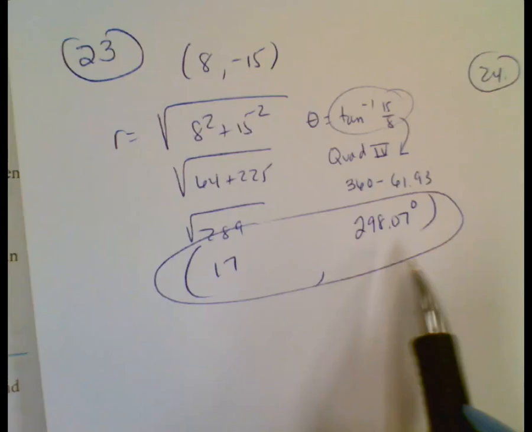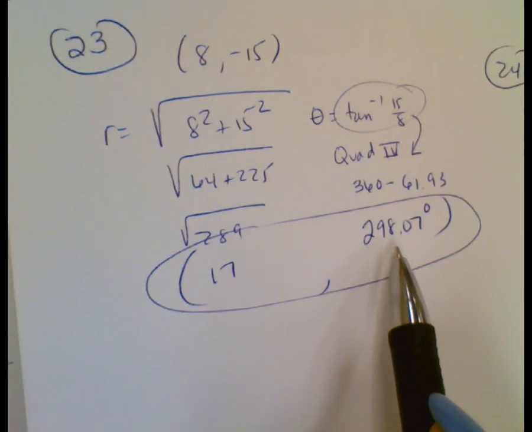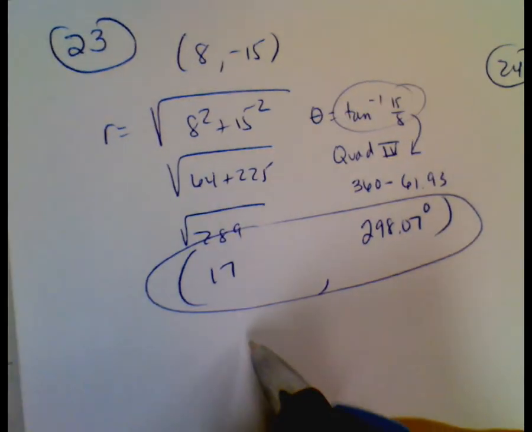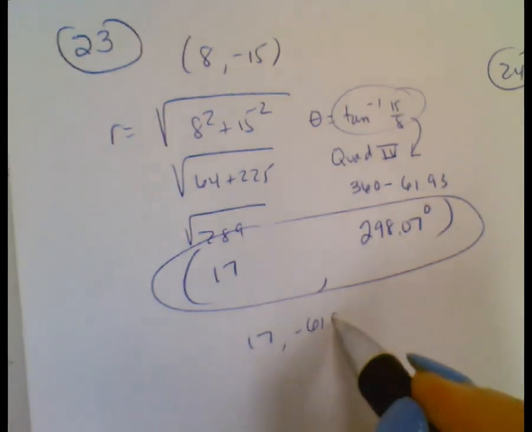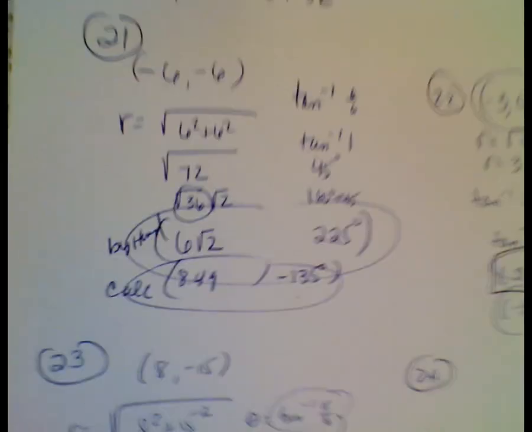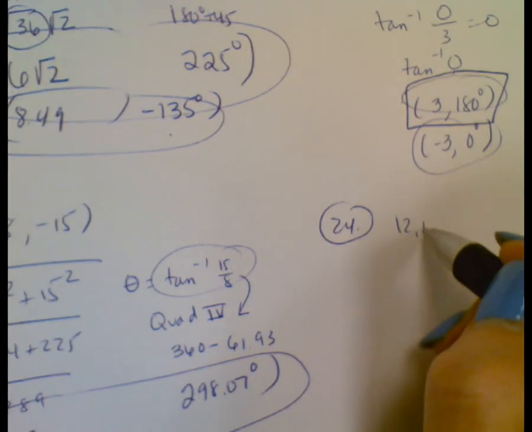Now, if you did it on the calculator, they're probably going to give you a negative 61.93. On the calculator, it's probably 17, negative 61.93. That's probably what they're going to give you. So 24, 12, and 14.